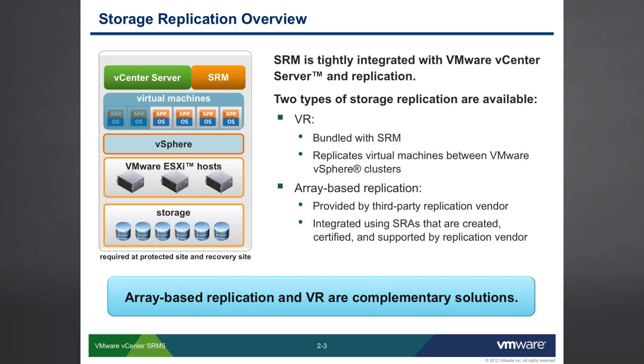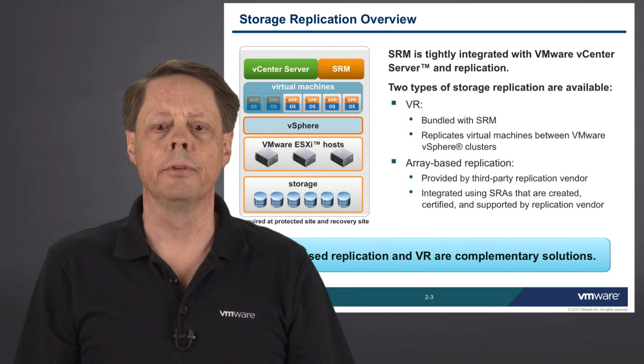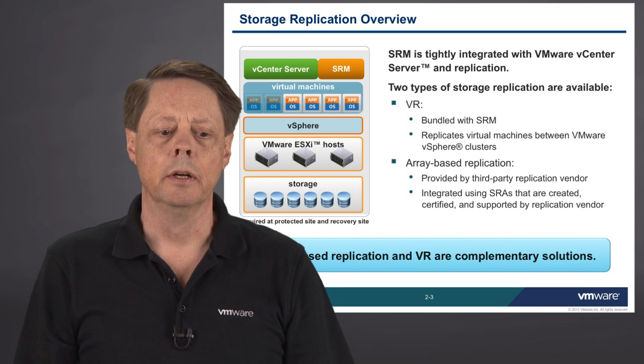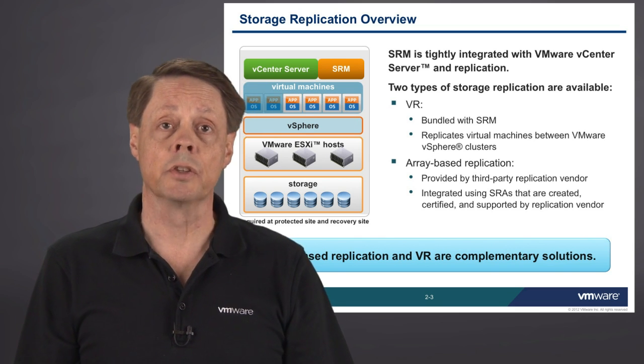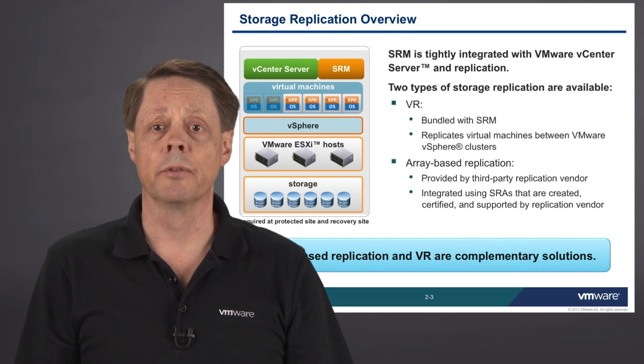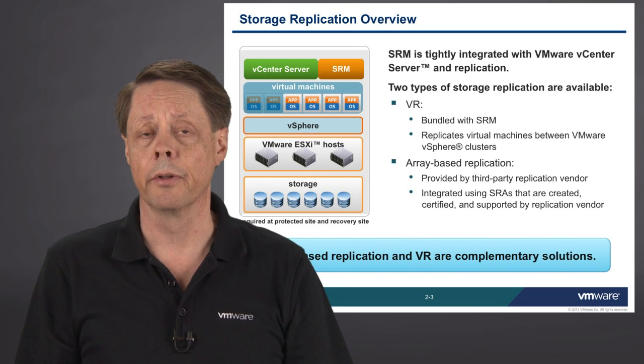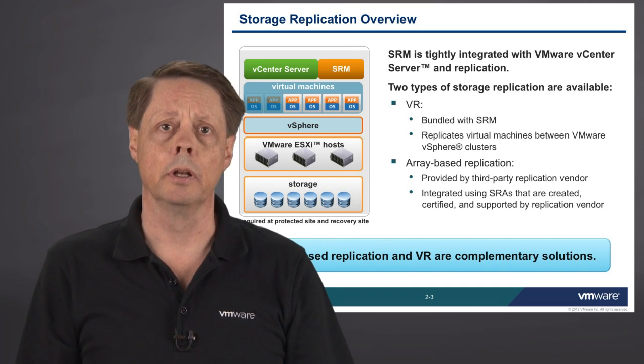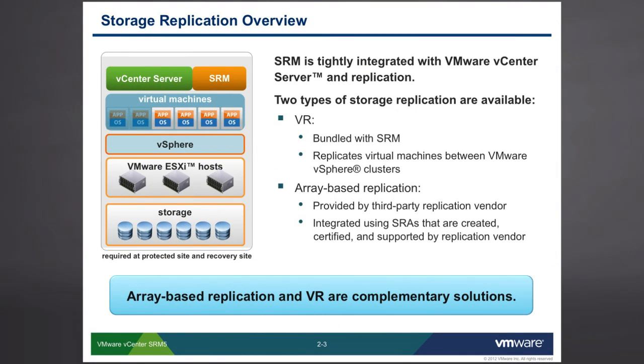vSphere replication, which is new with SRM 5, is bundled with SRM. It doesn't have an additional fee associated with it, and it replicates individual virtual machines between vSphere clusters. And that's a really powerful little tool, because I don't even have to have a big expensive storage area network to do this. If you had a very small environment, I can actually replicate from local storage to local storage, from one host to another. Not that that's the suggested environment, but it is possible.